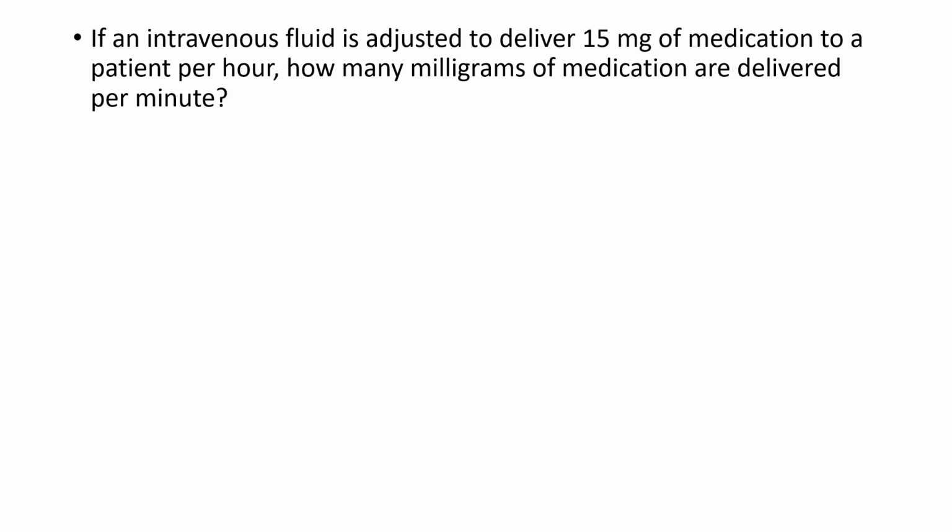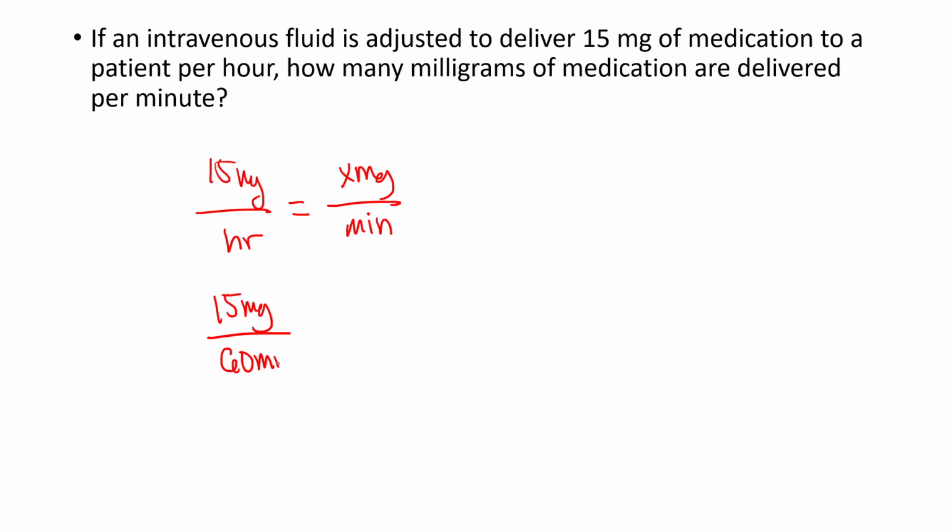So an intravenous fluid is suggested to deliver 15 milligrams of medication to a patient per hour. How many milligrams of medication are delivered per minute? So 15 milligrams per hour. How many are delivered per minute? Okay, so 15 milligrams is 1 hour or 60 minutes. We can already just divide this, and you will get 0.25 milligrams per minute.